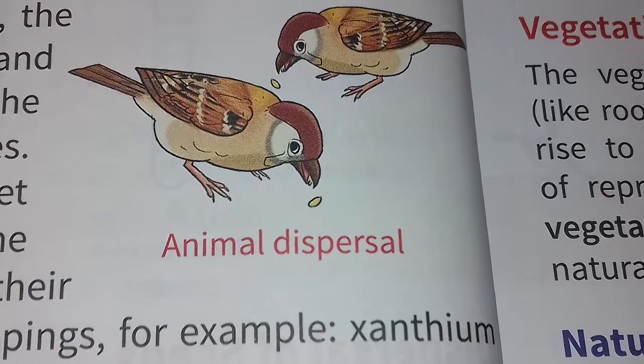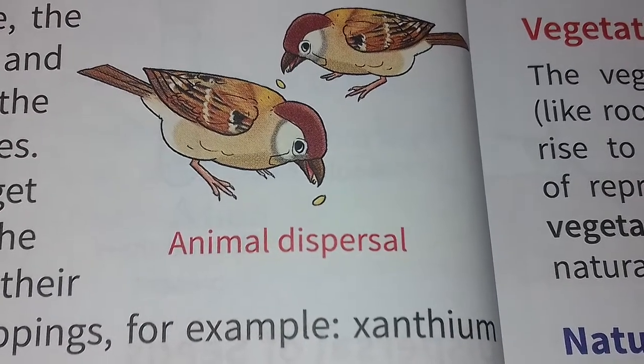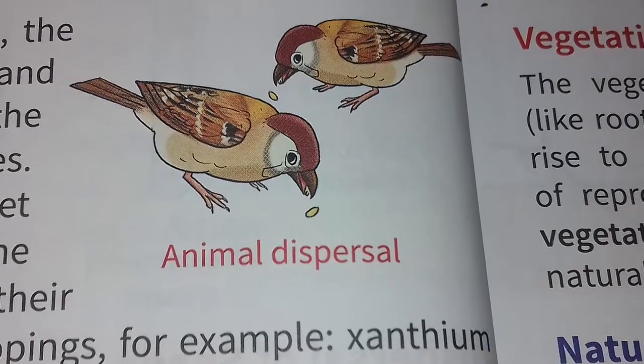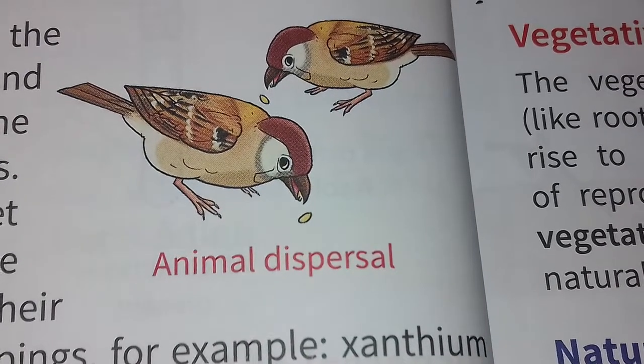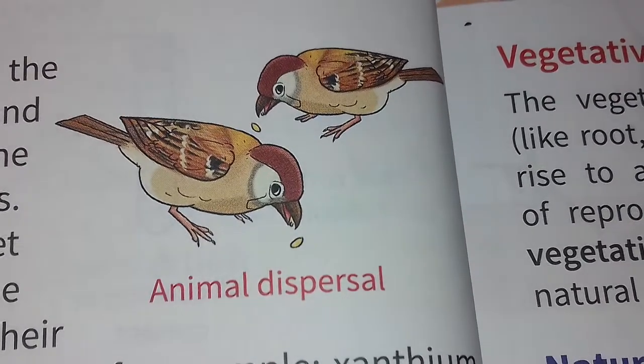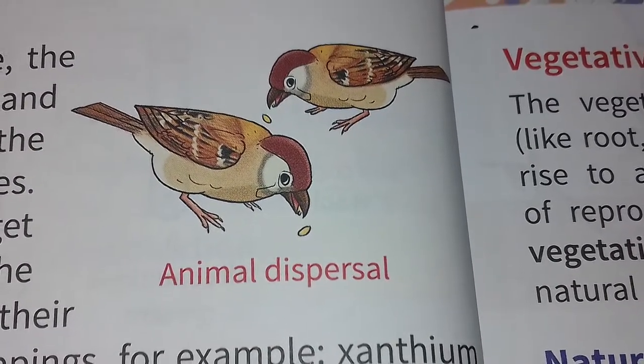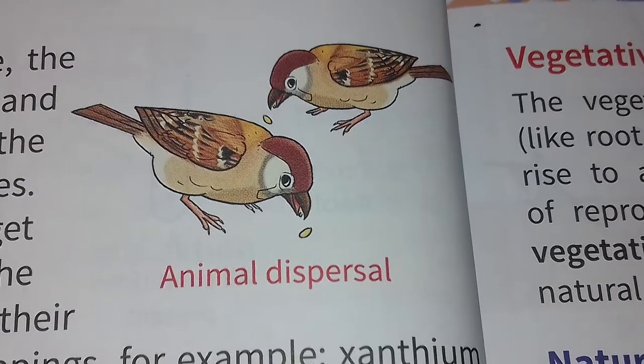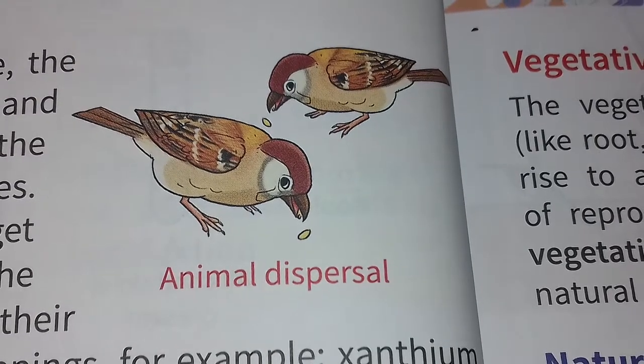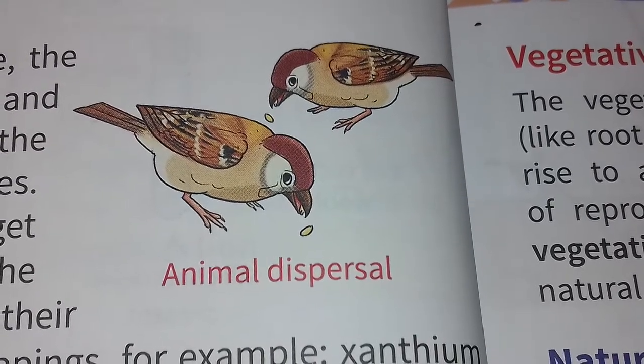In the second case, the seeds have hooks and spines which stick to the furry body of animals. Most of the animals have furry bodies. They have fur on their bodies. So, they stick to the furry bodies of animals and get carried away.